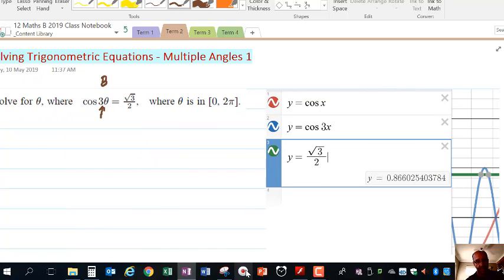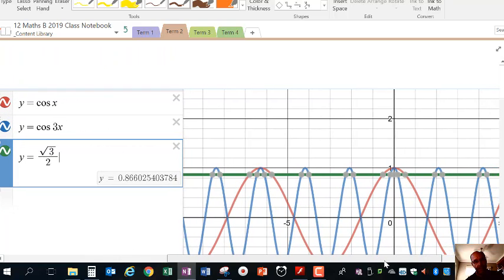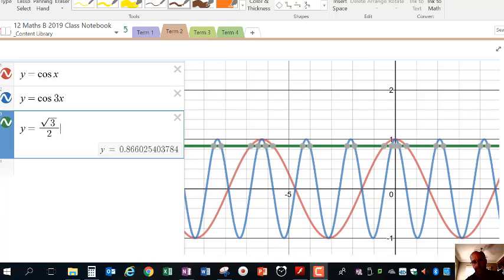And just a quick bit of revision, by the way, we're looking at cos 3 theta equals square root of 3 on 2 between 0 and 2 pi, and we're solving for theta. So if we look at a graph of it, this should be familiar territory based on our previous study. I've graphed cos theta for a reference, cos 3 theta, and then the horizontal line y equals square root of 3 on 2, which is about 0.866. And you can see there the red function, cos theta, has fewer points of intersection, or fewer solutions, than the y equals cos 3x curve.